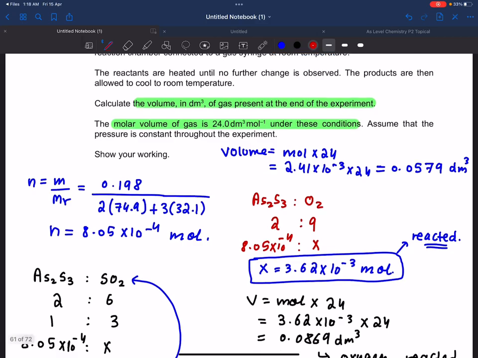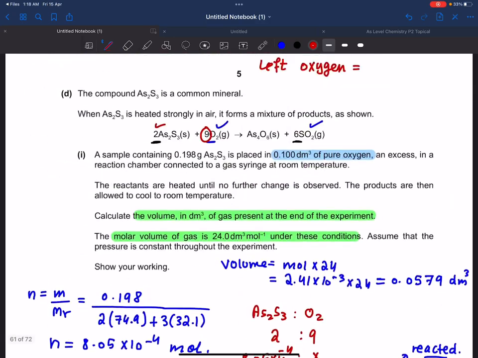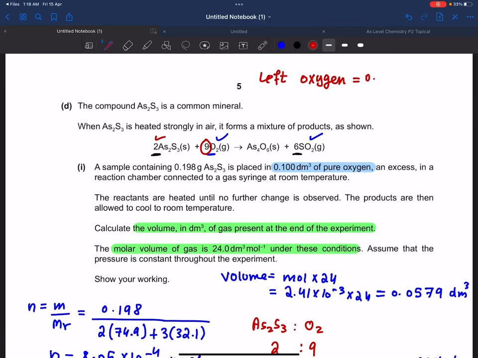This was a tricky question. The left amount of oxygen is what? 0.1 minus 0.0869. This is the volume of oxygen reacted. This is the total. So what is left? Left is 0.0131 dm cube.